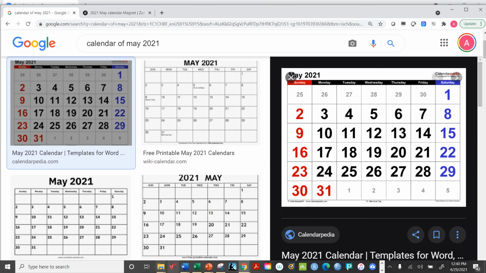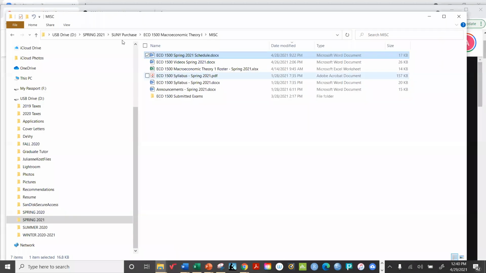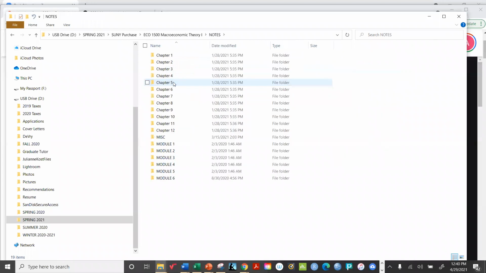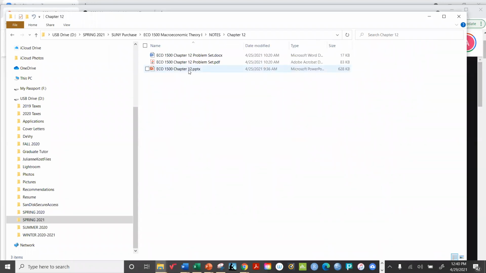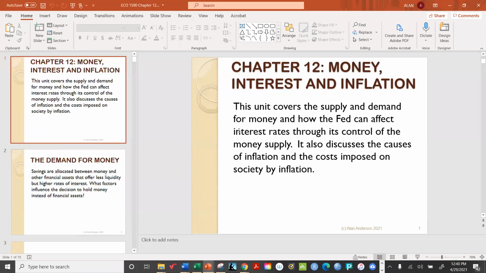So let's see, chapter 12. I believe that's our introduction to monetary policy. Let me just go get it out. All right, 12 it is. So 12 is, in fact, money, interest, and inflation. Okay, so we're going to be looking at money.